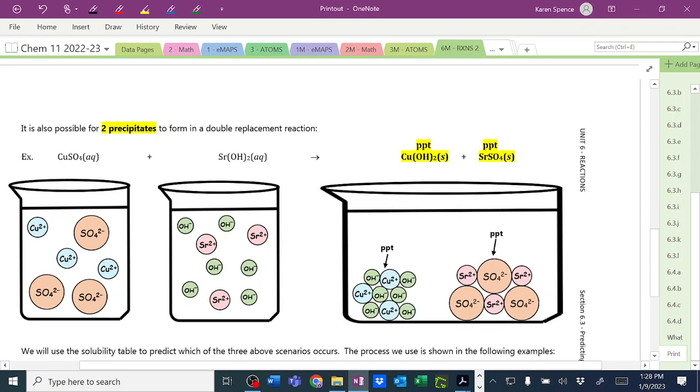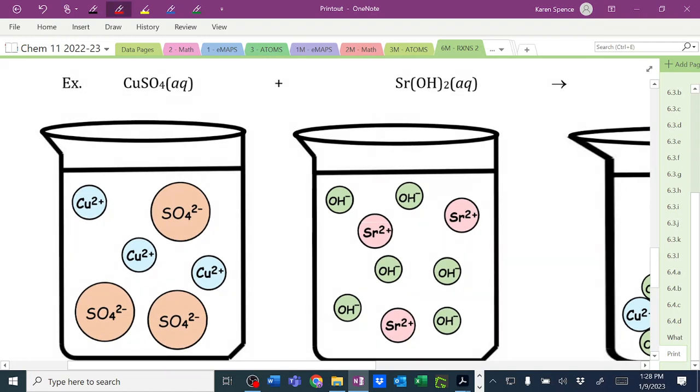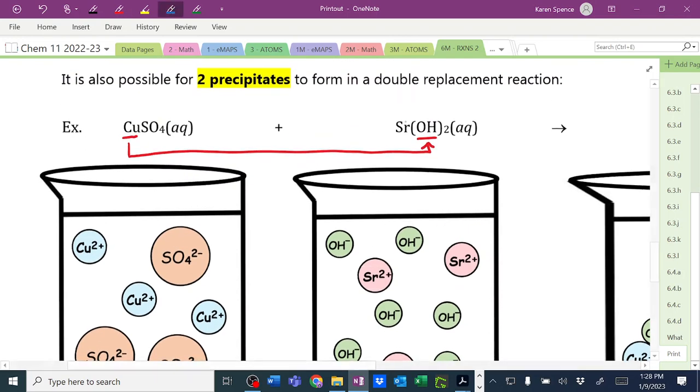Now it is possible, copper sulfate is soluble, so it's aqueous. Strontium hydroxide is also soluble, so it is aqueous. But if I take copper and put it together with hydroxide, that's a solid. And if I take strontium and put it together with sulfate, that is also a solid. And you can check that on your blue sheet if you want to.